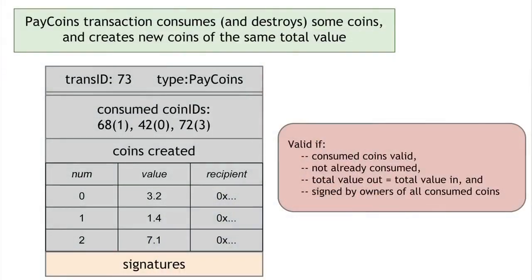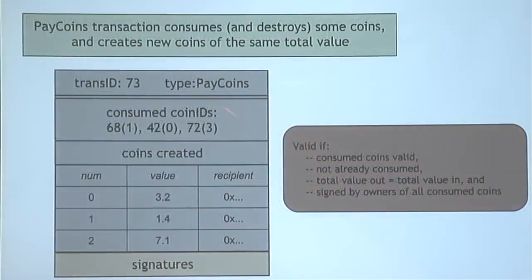The second kind of transaction we're going to talk about is a pay coins transaction. And this is a transaction that consumes some coins and destroys them and creates new coins of the same total value, but which might belong to different people. So over here on the left, we have an example of what a pay coins transaction looks like. This is transaction ID number 73, let's say. Its type is pay coins. We have here a list of the coins that this one consumes.